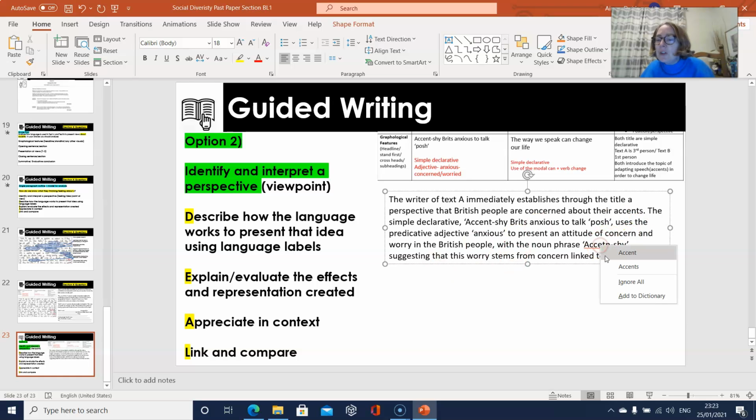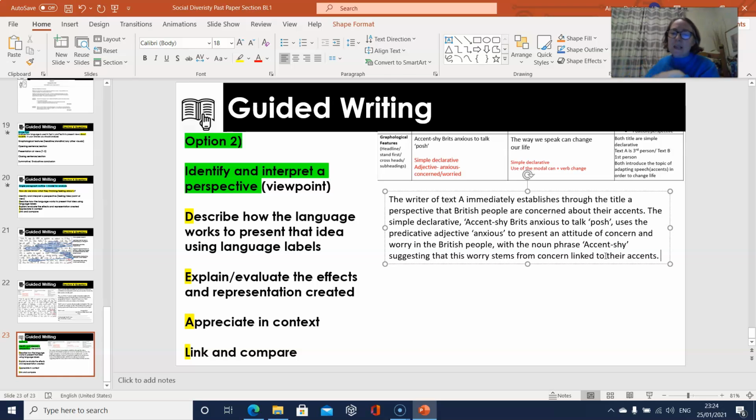Now, there's so much we could go even further. We could look at the posh, the talk, okay? But we've done lots of explanation so far. Now, if we wanted to do the effects, we could say the impact of this on the reader, okay? Our candidate, the A grade student, loves to use the word this positions. Okay, so this positions the reader.